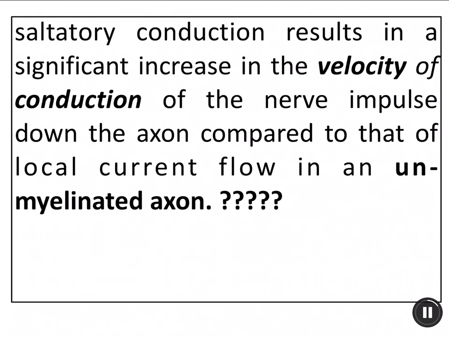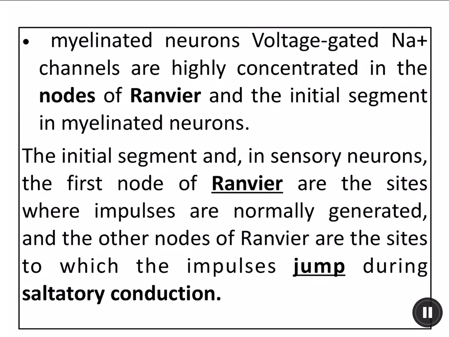Saltatory conduction is very important; it significantly increases the velocity of conduction of the nerve impulse. An unmyelinated axon has a lower velocity than that of the myelinated sheath of nerve.